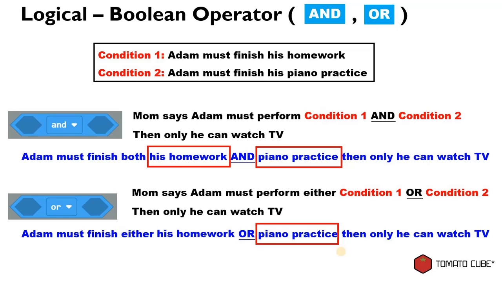So that's the difference between an AND operator and an OR operator. When we use an AND operator, both conditions need to be true, then only we can proceed to do whatever we coded in our block. If we are using an OR operator, it just needs one of the conditions to be true.